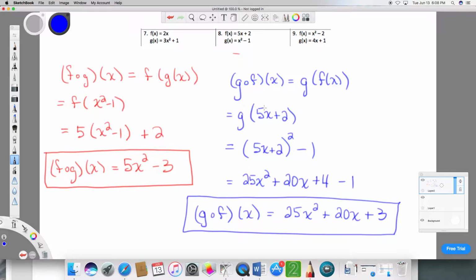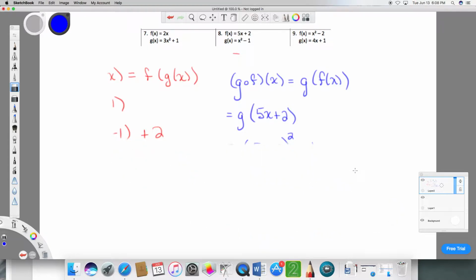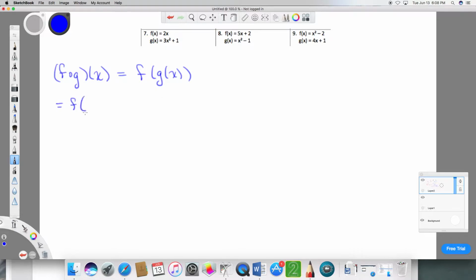All right, so let's see. We still have one more to go. So in number 9, if we use f and g to build a new function, f composed with g, where g is the input of f, g is 4x plus 1.